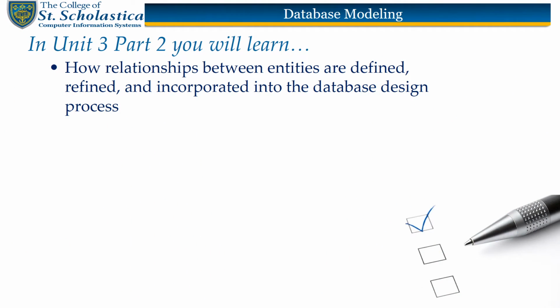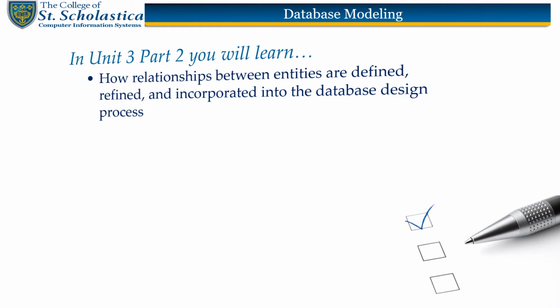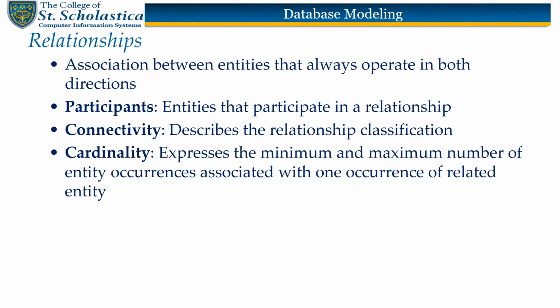In this second presentation, we will learn how relationships between entities are defined, refined, and incorporated into the database design process. Recall from Unit 2 that a relationship is an association between entities. The entities that participate in a relationship are known as participants, and each relationship is identified by a name that describes the relationship. The relationship name is an active or passive verb.